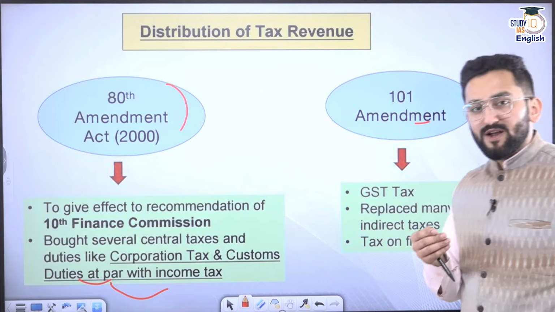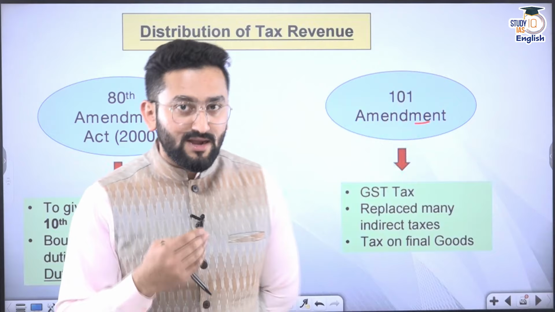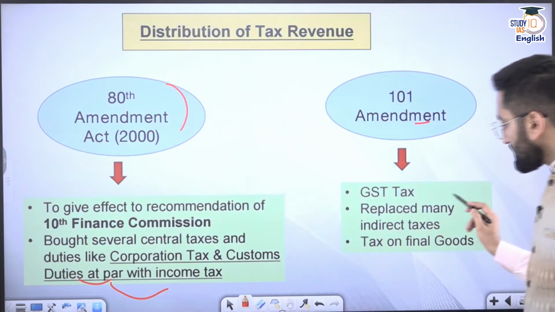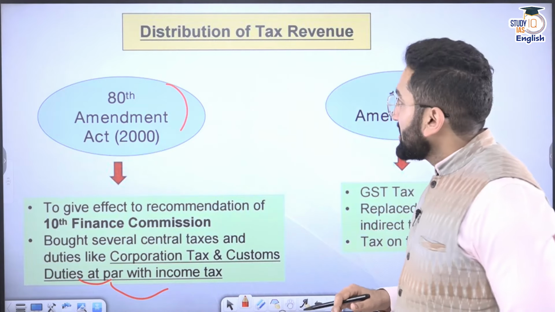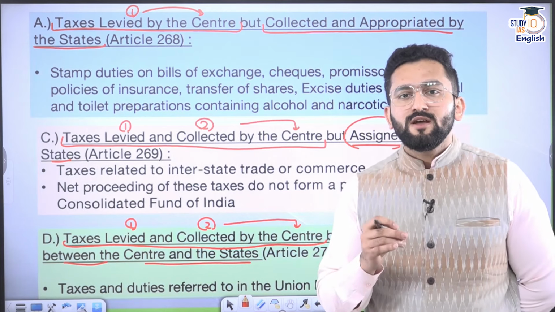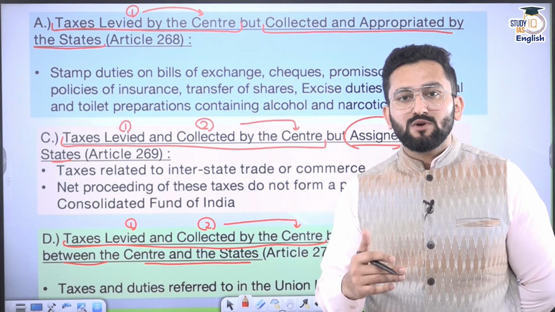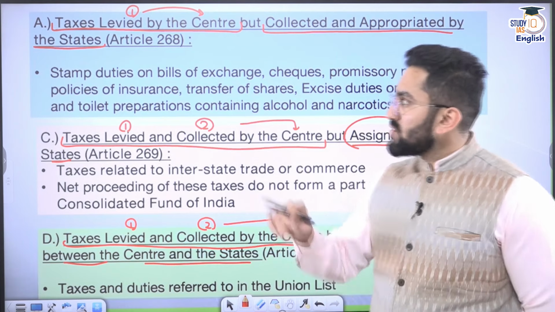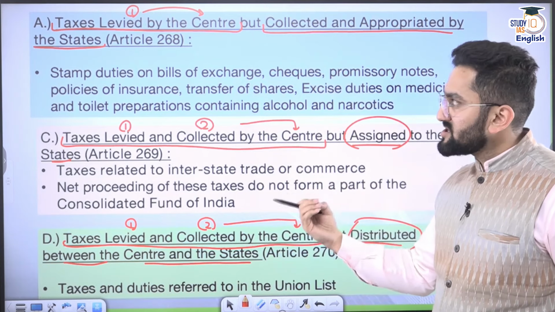GST has simplified the indirect tax structure in India. When I say indirect tax structure, I mean taxes imposed on goods or services. So it replaced many indirect taxes, tax on final goods. Now, there may be a question on which of the following ways represent the tax powers established between center and state. So you need to understand these areas, how tax is handled between center and state. You just need to remember it.